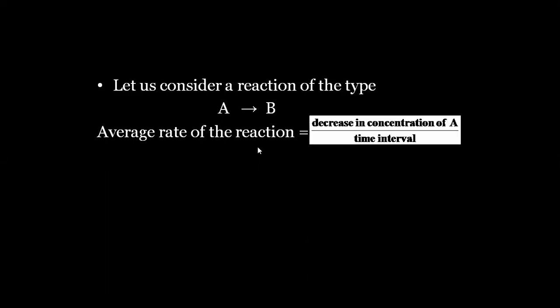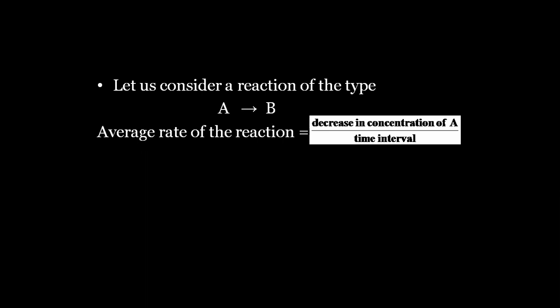So let us take a reaction to get a mathematical expression. Let us consider a reaction of the type A to B. Let's say a reactant A is converting to a product B. In such a case, how do we get the expression of average rate of reaction? Whenever anyone asks me to write the expression of the rate of reaction, what I'll write is decrease of concentration of A by time interval. I can express it in terms of reactant or in terms of product. Here I am expressing it in terms of reactant.